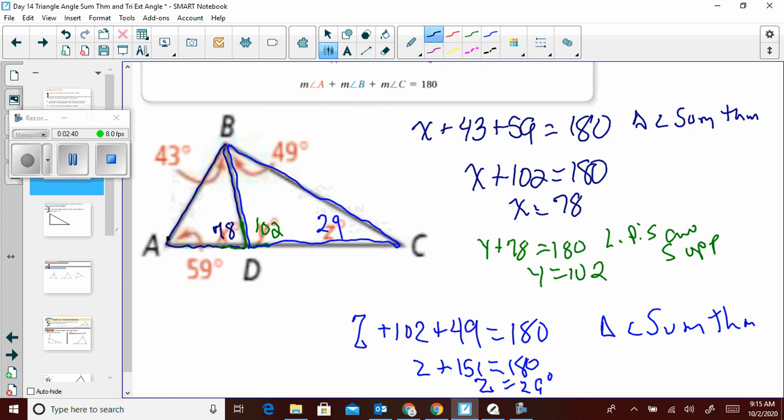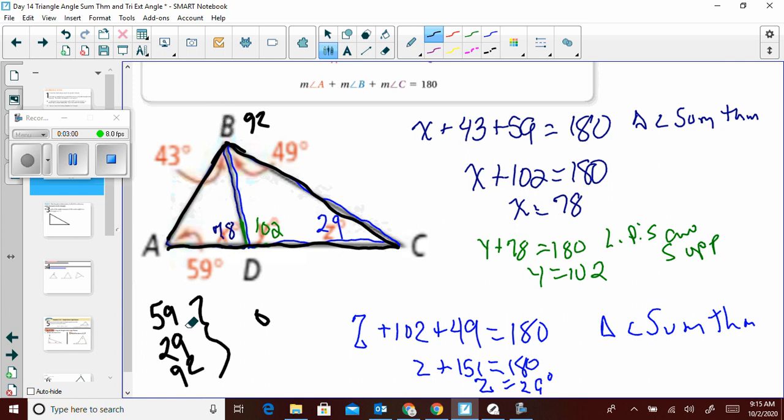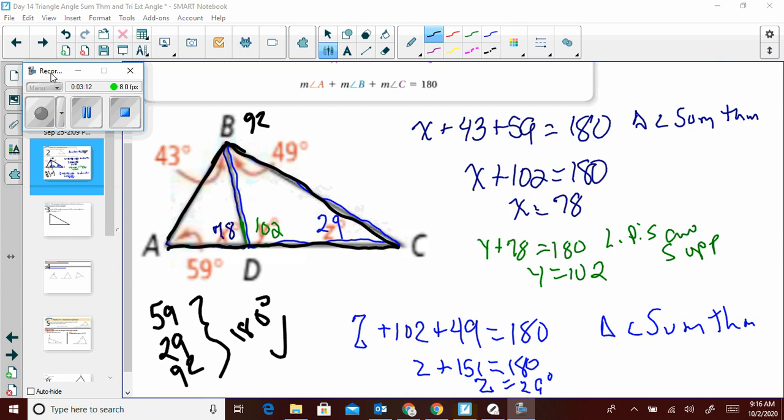Also, look at the entire triangle ABC. 59, 29, and this right here is 92, the entire piece. This has to be 180. Let's see, 0, carry the 1, carry the 2, 180 degrees. Checks out. The triangle angle sum theorem just states the three angles of a triangle are 180 degrees.